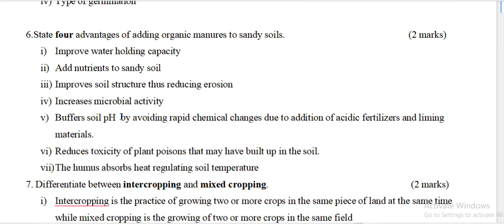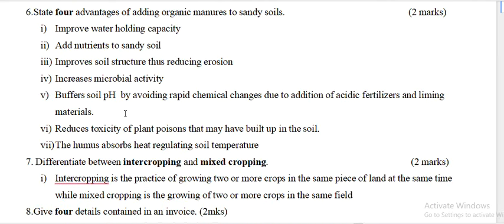Then question 6, state 4 advantages of adding organic manures to sandy soils. The organic manures improve water holding capacity, because they are able to bind the soil particles together. Then they also add nutrients to the sandy soil. They improve soil structure, thus reducing erosion.